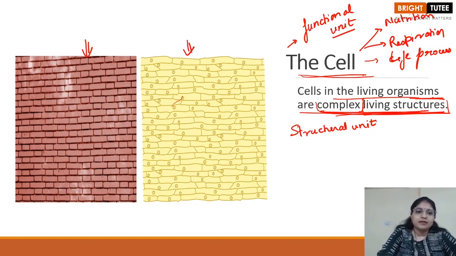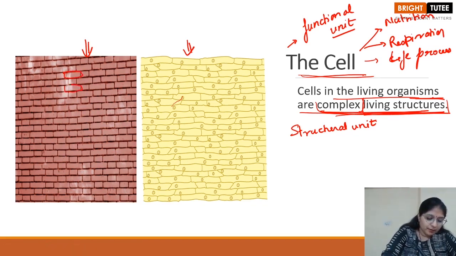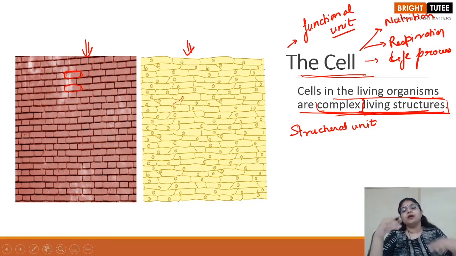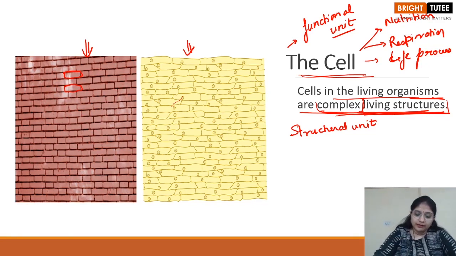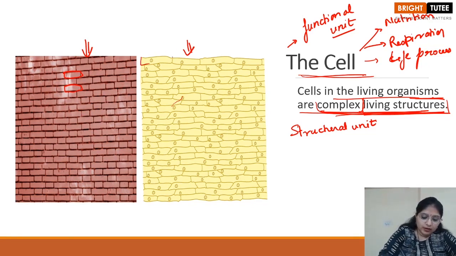What are those similarities? Over here, the wall is made up of single bricks, one after the other, put together. Similarly, if we look at this particular onion peel, we see that it is made up of a single cell, and that is repeating itself, right?